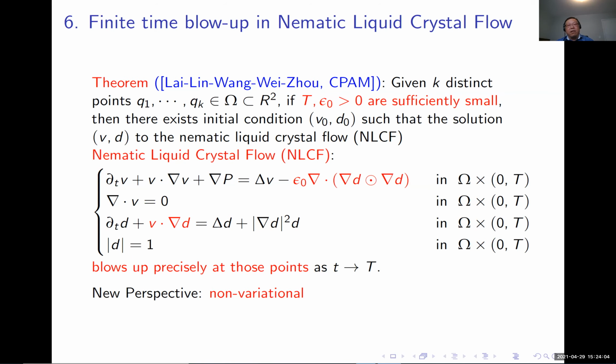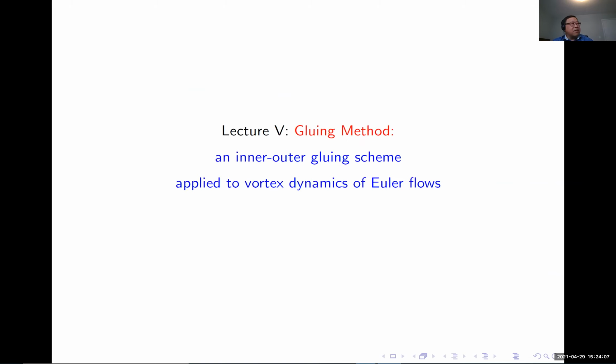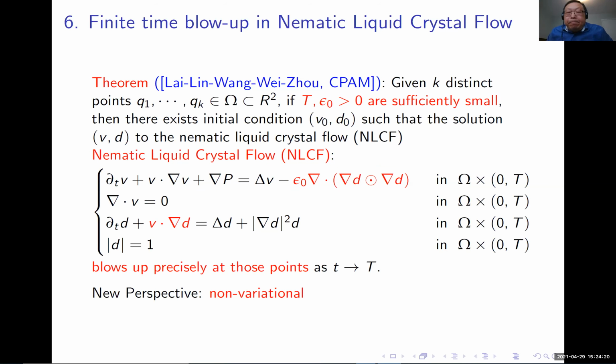Before I move on to lecture 5, any questions, any remarks? I have a question about your liquid crystal. Do you have precise knowledge about how small epsilon zero is? No, this is a perturbation. Yes, it depends on some constant from the linear theory, from the linear theory of the harmonic map flow. Okay, thank you. In that case, I have asked a little bit more detail.